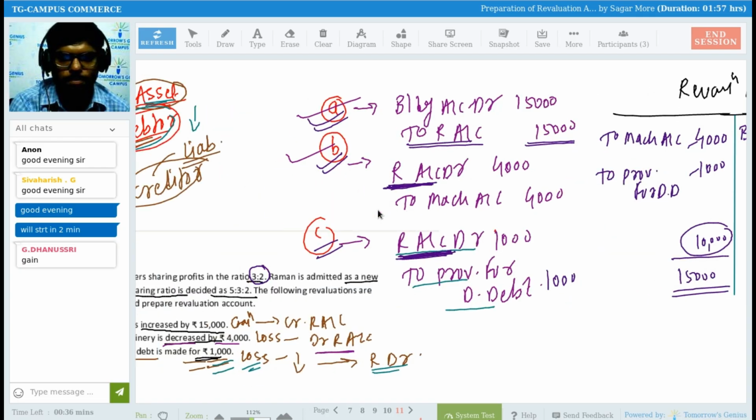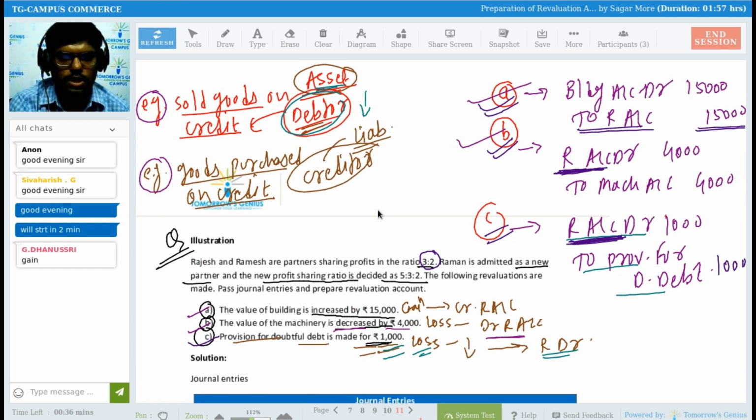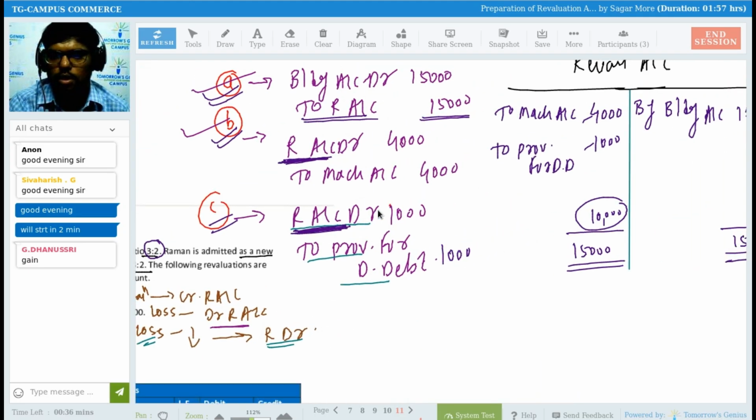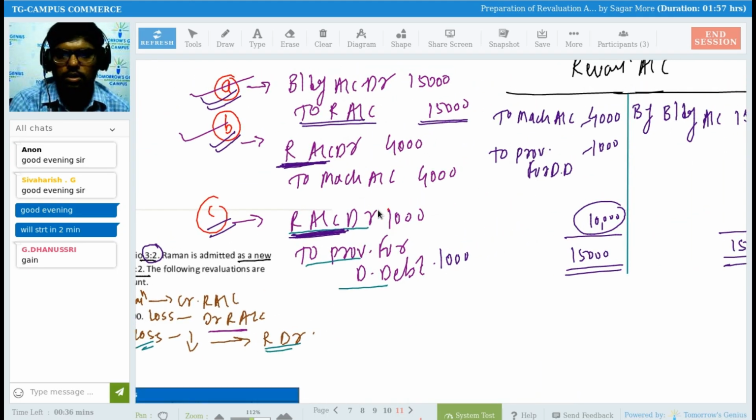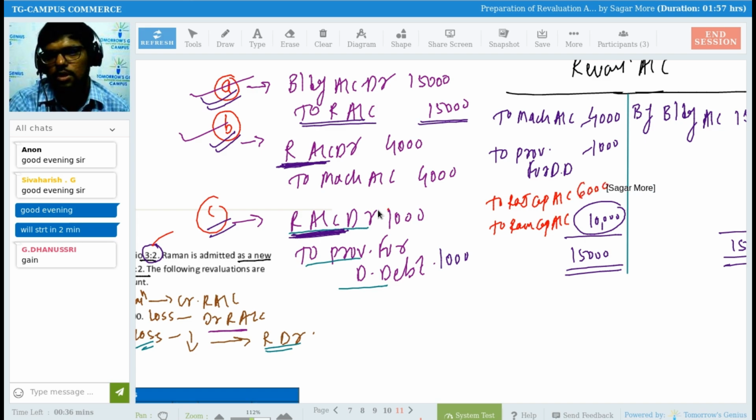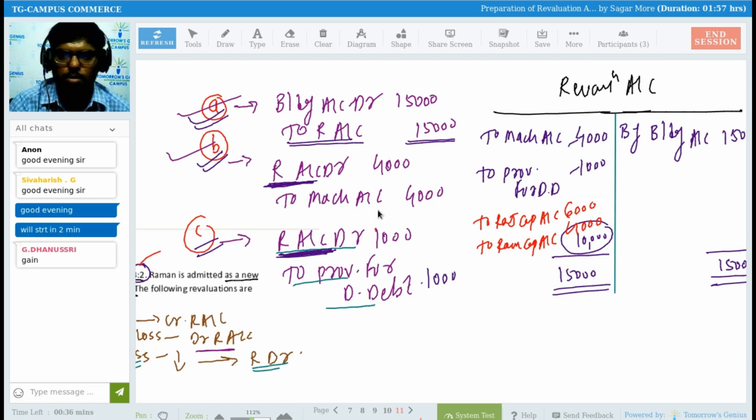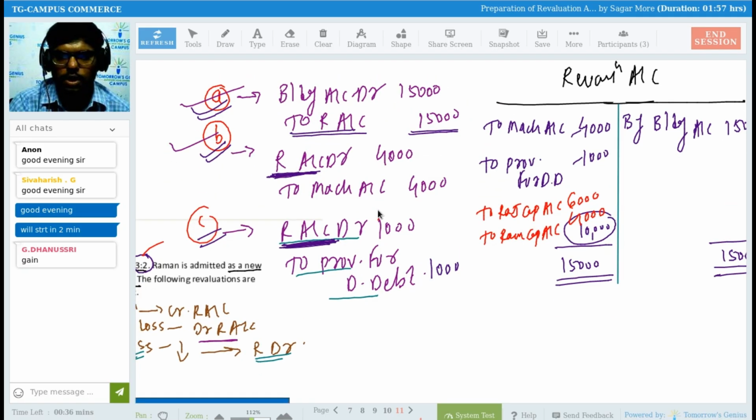And what are the names of the old partners? Rajesh and Ramesh. So I will be writing here to Rajesh capital account and to Ramesh capital account in the ratio of 3:2. 3:2 means 6,000 and 4,000 rupees, right? Now tell me, after doing this, I need to pass a journal entry as well, no? For transfer of this profit to the partners' capital account. Which entry will I be passing?